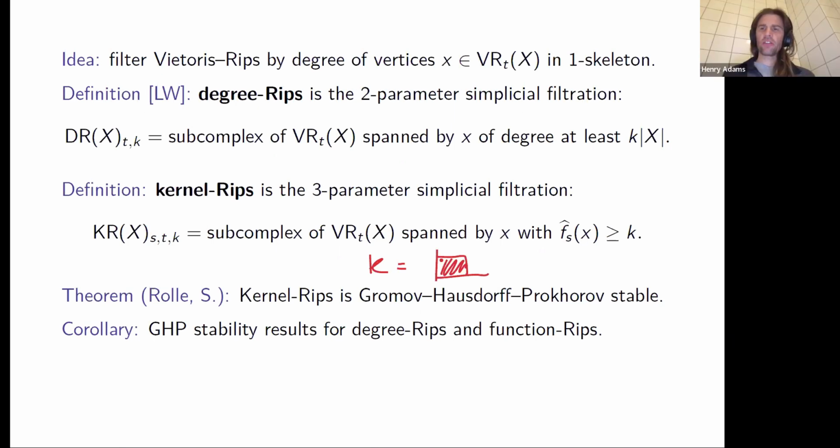So Luis, okay, can I ask you a question? Yeah. So the kernel Rips, it's sort of monotonic or weakly monotonic in T and in K. Is it also monotonic in S? Yes.